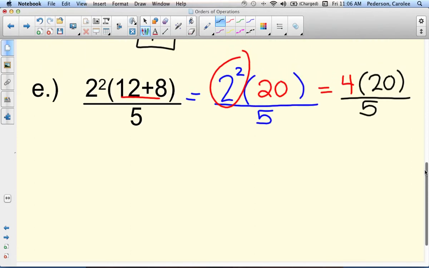Next up, 4 times 20 is 80 divided by 5. And then the last step is 80 divided by 5 is 16.